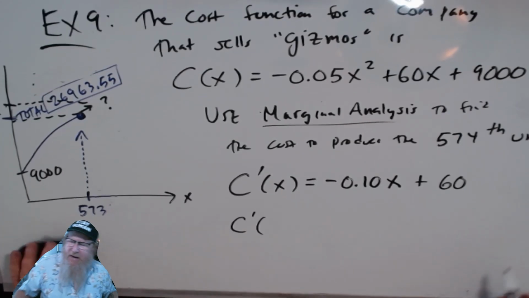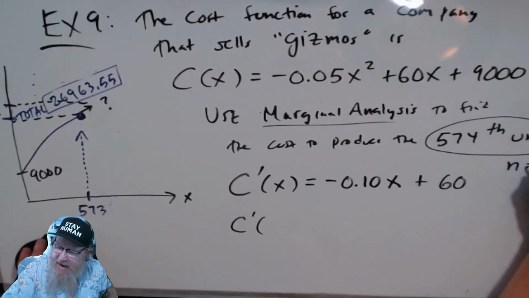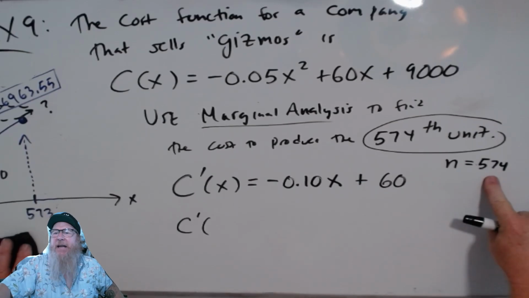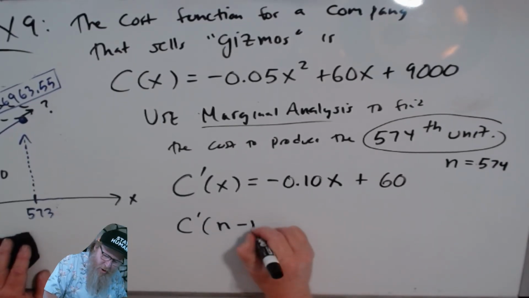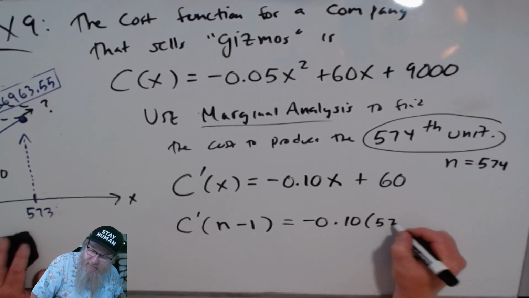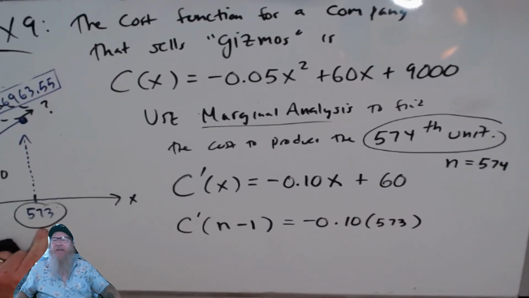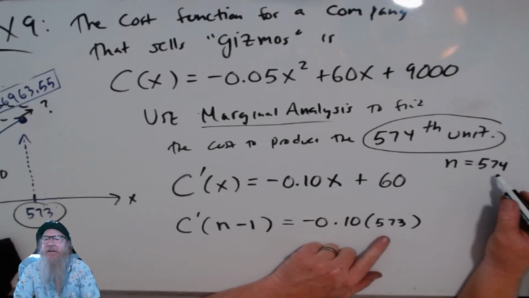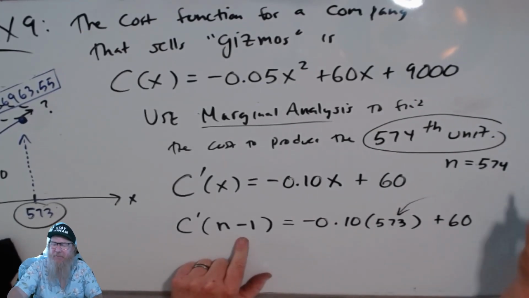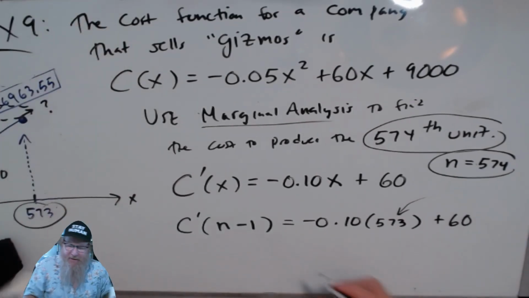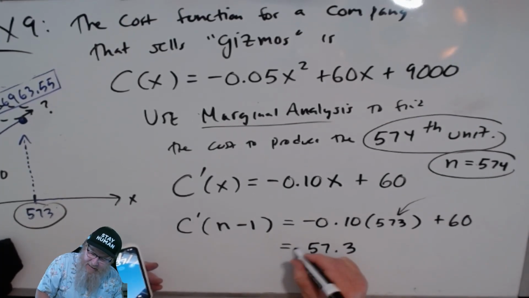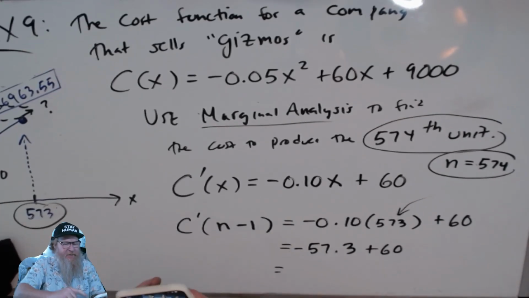All right. Now remember, 574th is n. That's n. And so you want n minus 1. So you're actually going to plug in 573 to produce the 574th unit. So you back up 1. All right. N is 574, n minus 1 is 573. I don't really need a calculator to do this, do I? This is negative 57.3 plus 60. I'll do it on a calculator just to be safe.